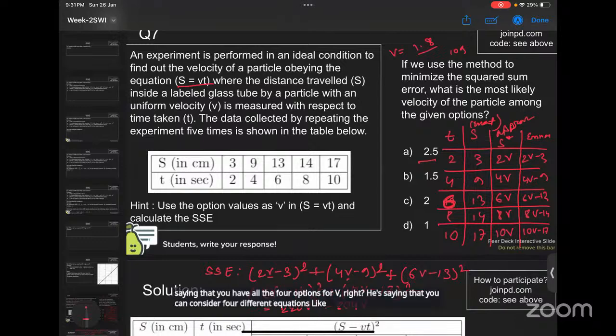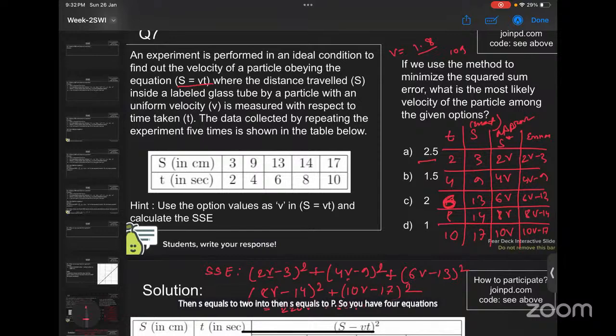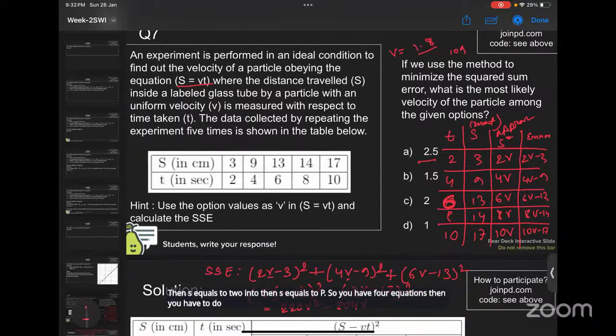S equals 2.5T. Then the second equation is S equals 1.5T. Then S equals 2 into T. Then S equals T. So you have 4 equations. Then you have to do the whole thing 4 times, and if you do this 4 times, then you will get the minimum V.